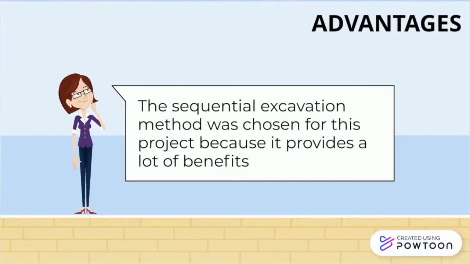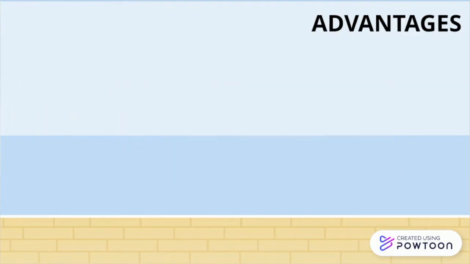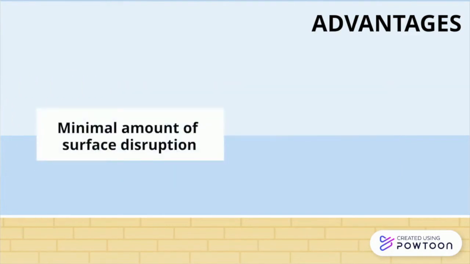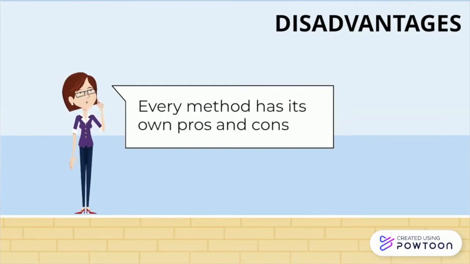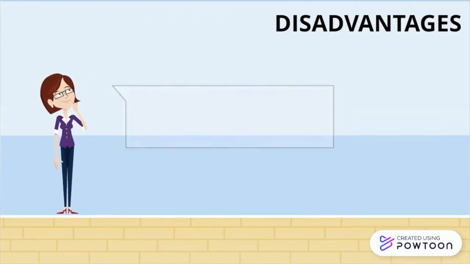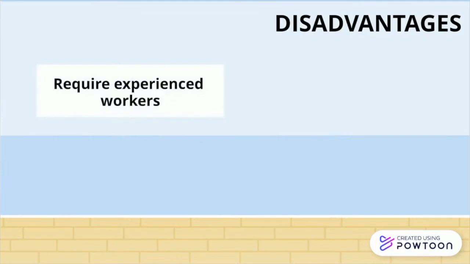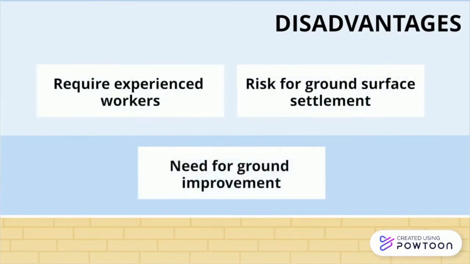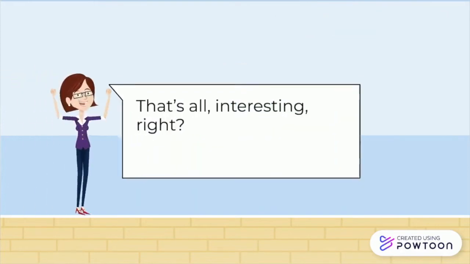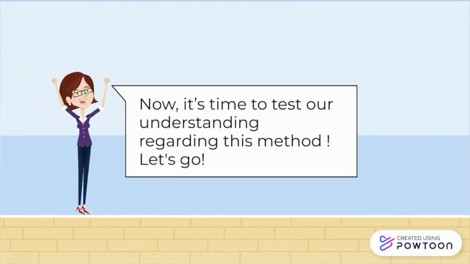The sequential excavation method was chosen for this project because it provides a lot of benefits, such as a minimal amount of surface disruption, and it can adapt to fit the ground conditions. Isn't that good? Every method has its own pros and cons. Unfortunately, this method requires experienced workers, risks ground surface settlement, and needs ground improvement. That's all. Interesting, right? Now, it's time to test our understanding regarding this method.